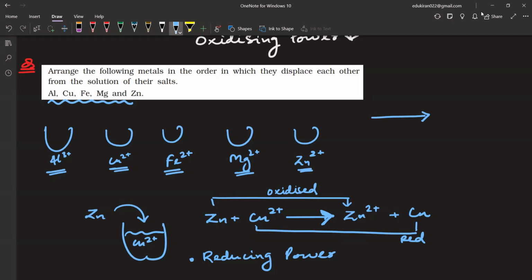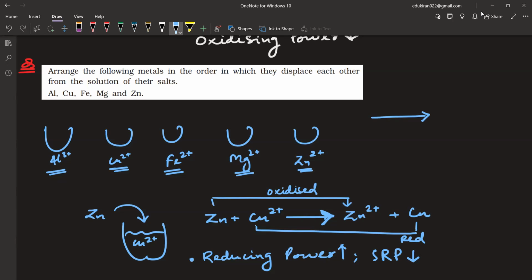So if the reducing power is high, then SRP will be what? High or low? Tell me. If the reducing power is high, SRP will be lower. Okay. So now in the electrochemical series, you tell me which of the following metals comes first. What comes first in this?